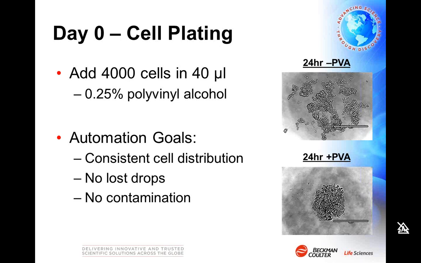So to automate this process, we set out certain goals. We obviously wanted to get consistent cell distribution across the plate so that all our spheres would be equivalent so we could test them equally. We wanted to make sure that we did not lose any drops in the pipetting of the cells, and we wanted to avoid contamination. Obviously that's the case for all 4 of the steps, but I'll just mention now that we did culture the cells in the absence of antibiotics and never detected any contamination, indicating that the sterile environment and the sterile tips were sufficient to prevent contamination.